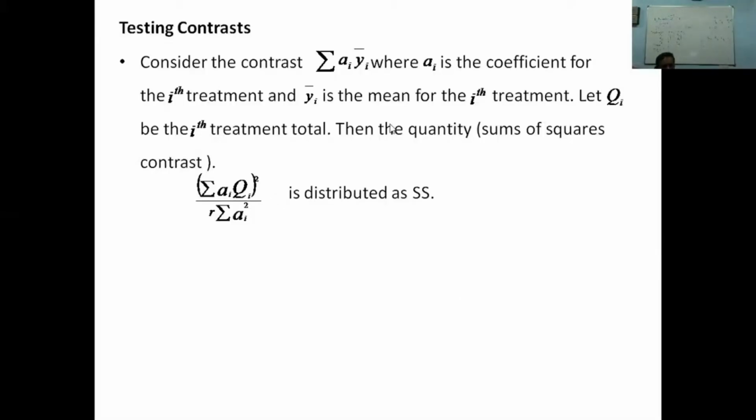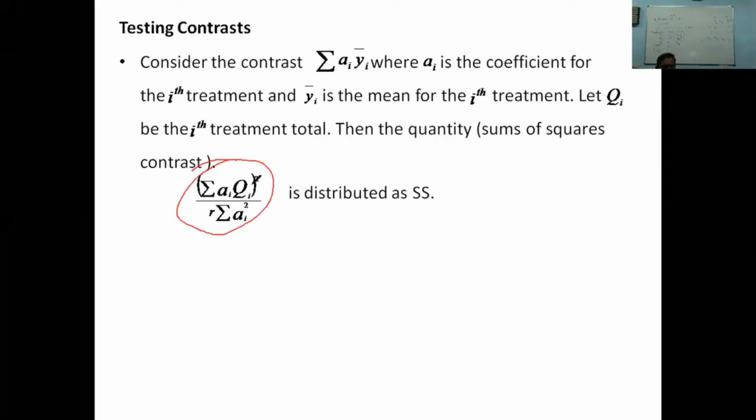Right. So how to calculate the sums of square? This is given there, so we can use the formula. Q is the treatment total. Can you remember in the earlier case we calculated all the treatment totals? This is the coefficient, right? This is the replicate. This is the coefficient square. We will take an example and try to see.